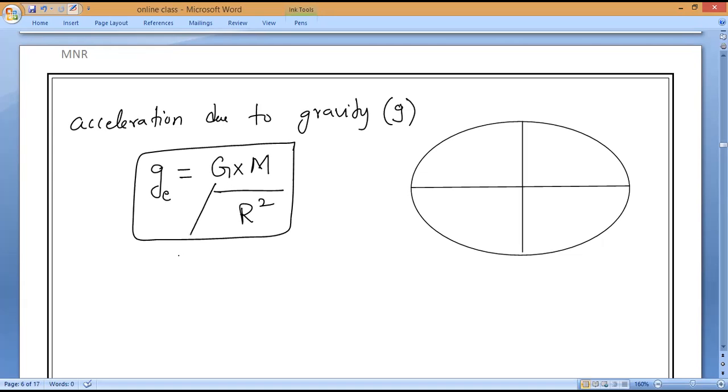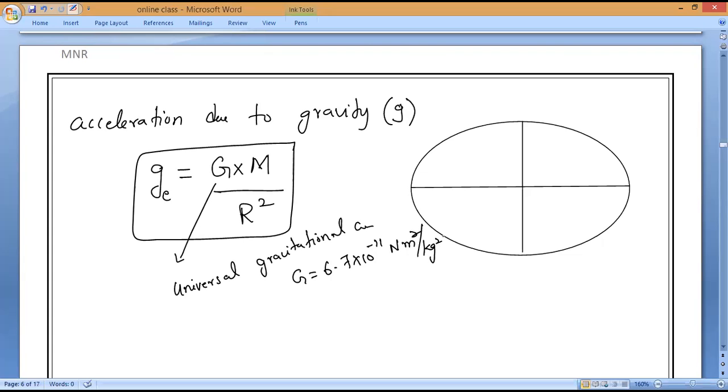Suppose I ask you the acceleration due to gravity of Earth, then what will happen? Acceleration due to gravity of Earth is equal to G. G means what? Universal gravitational constant. What is the value, guys? 6.7 into 10 power minus 11 Newton square meter per kilogram square. Now into mass of the earth divided by radius of the earth whole square.